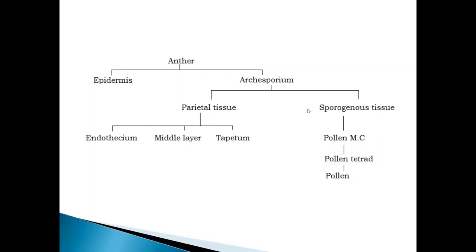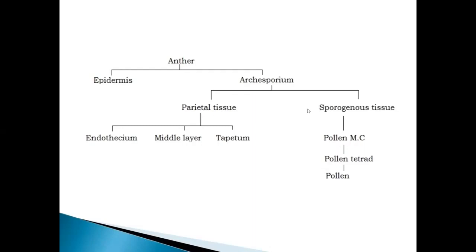So in a simple way, broadly there are two things: one is the epidermis, and the second part, the completely inner part, is the archesporium. The archesporium is also divided into 2 layers: one is the parietal tissue, and the second one is the sporogenous tissue. The parietal tissue is divided into 3 sublayers: endothecium, middle layer, and tapetum.